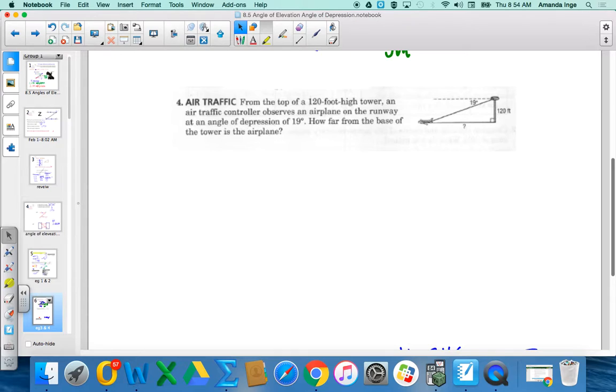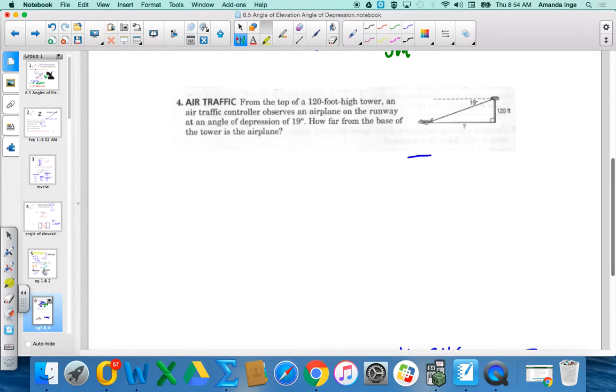Number 4 says, from the top of a 200-foot high tower, an air traffic controller observes an airplane on the runway at an angle of depression of 19 degrees. How far from the base of the tower is the airplane?